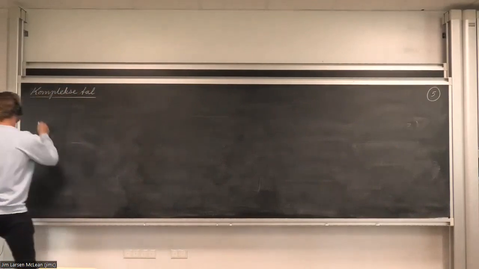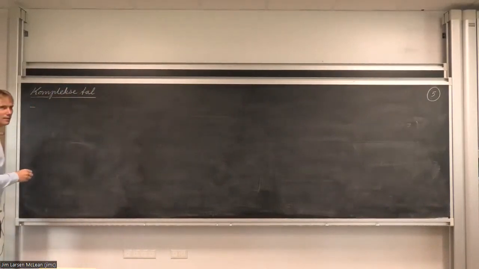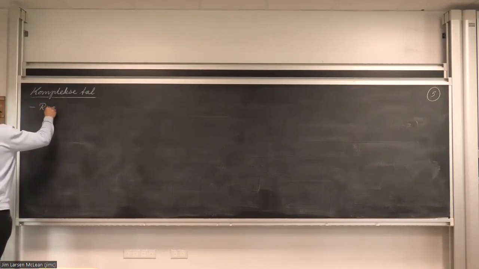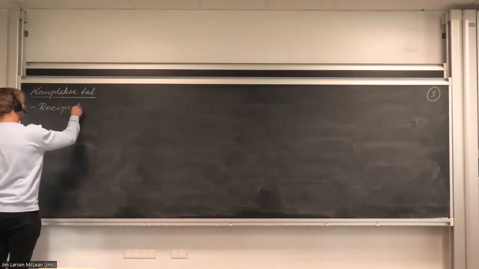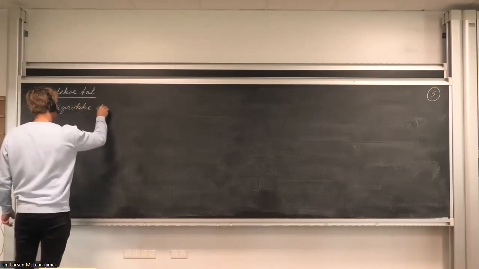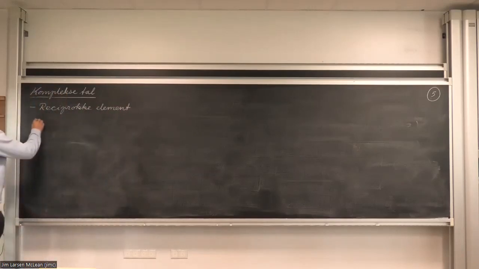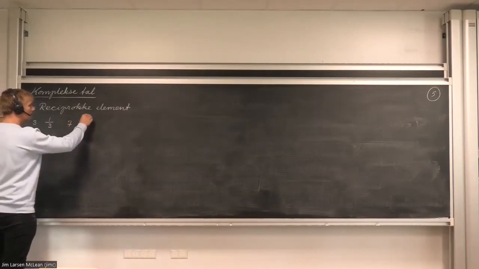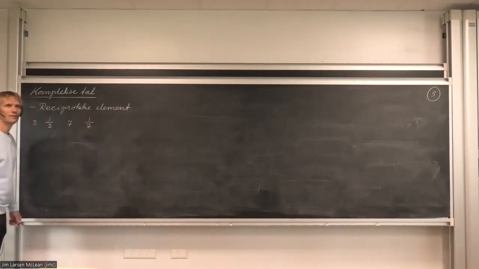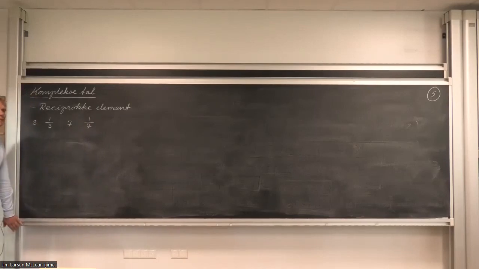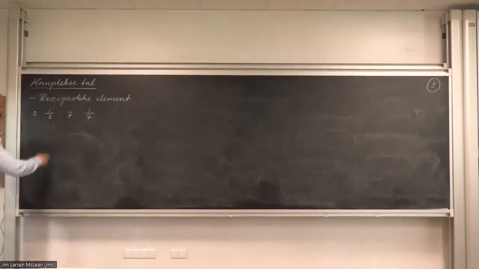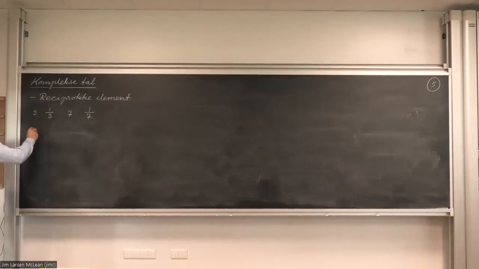So what we need to understand is the next heading, which is called the reciprocal element. What does reciprocal mean? Here is the number 3. Here is the reciprocal of 3. Here is the number 7. Here is the reciprocal of the number 7. So the reciprocal of a number, what kind of number is that? Yes, 1/3, that's the number you can multiply by 3 to get 1.